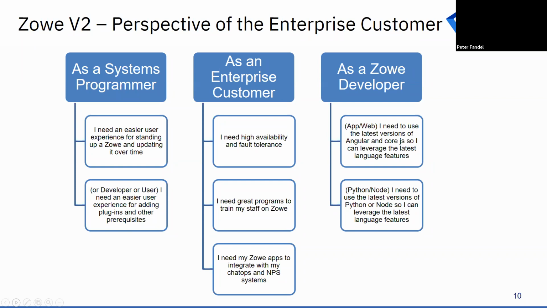Also, there is talk of, wouldn't it be nice to integrate with ChatOps and NPS systems as an enterprise customer? Customer satisfaction ratings are always very important with customer-centric philosophies, ubiquitous among enterprise customers. And as a Zoe developer, making sure that we're able to use the latest versions of the various tools and languages is another important requirement.